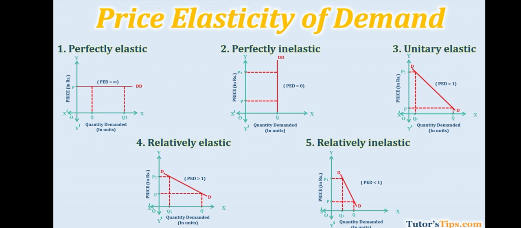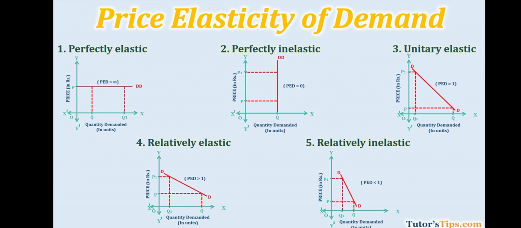Then the second one is perfectly inelastic demand. This is just opposite to the first one. Here your demand is constant. That is why your price elasticity of demand equals 0, and there will be fluctuations in the prices. Here we can take the example of necessity goods like medicines. No matter how much the price is charged for the medicines, if they are necessary, you will be taking them.